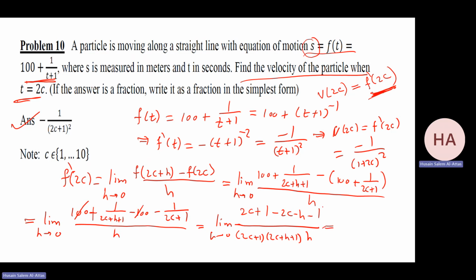And that will lead us to what? This is cancelled. This is cancelled. H also goes with this h. So I have minus 1. And then let h goes to 0. That will be minus 1 over (2c plus 1) squared, which is the same answer.